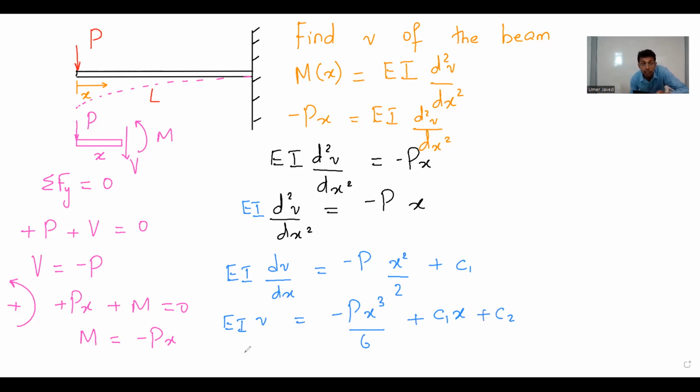And last but not least, the deflection will be equal to minus Px³ over 6EI plus C1x over EI plus C2 over EI. Did you do it? You can do it with us. I think it will be a good practice, but again, it's your choice if you really want. If you're understanding, then that's fine.